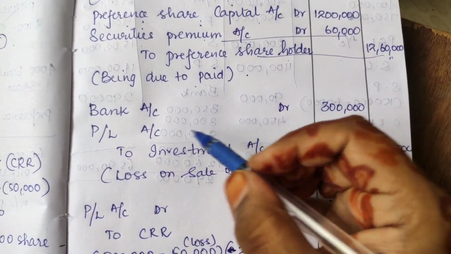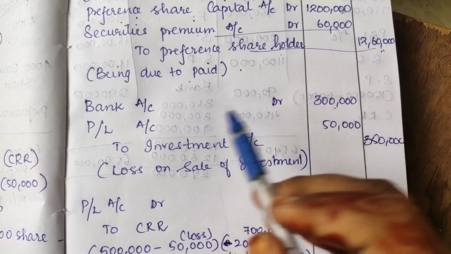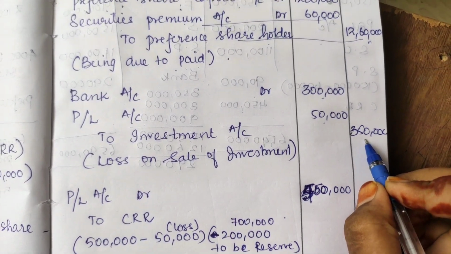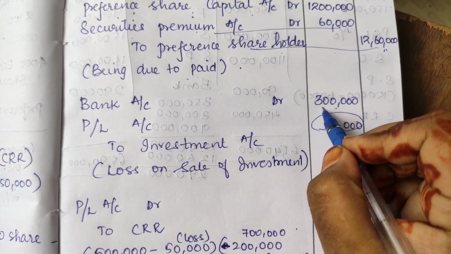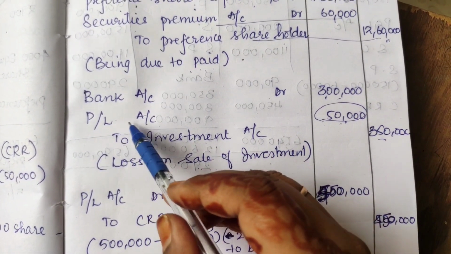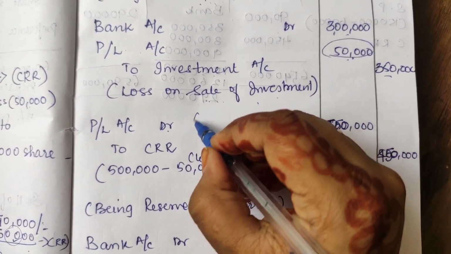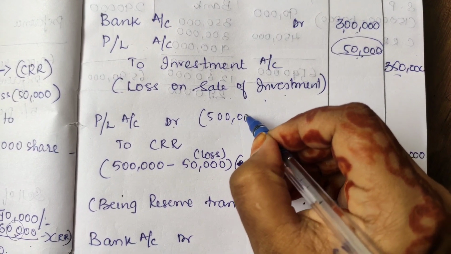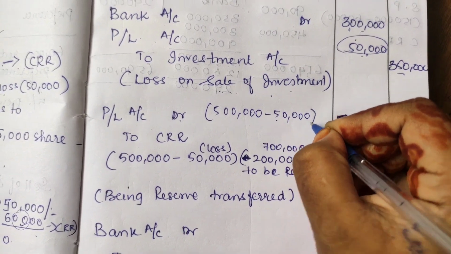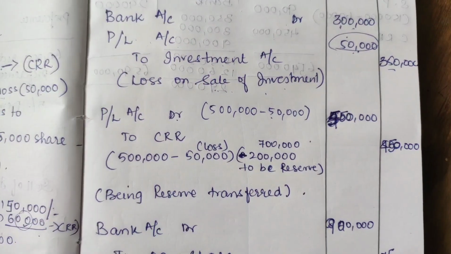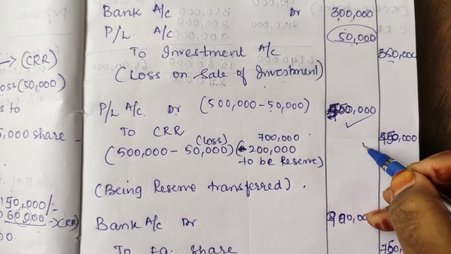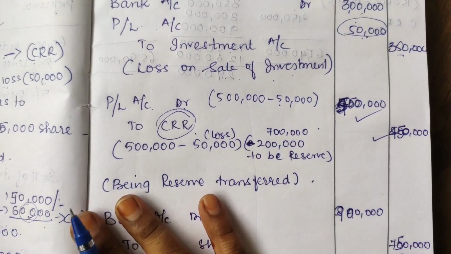Now we have sold the investment: bank account debit 3 lakh, profit and loss account debit 50,000. So the investment was overall 3 lakh 50,000. In that we faced a loss and we received the amount which is 3 lakh. So there is a loss on sale of investment which has to be reduced from our profit and loss account. The profit and loss account balance was 5 lakh. Now this 50,000 loss we have faced, so this 50,000 has to be removed. Why? Because a minimum of 2 lakh balance has to be kept in the profit and loss account. Okay, after this, the 4 lakh 50,000 we are moving to capital redemption reserve.